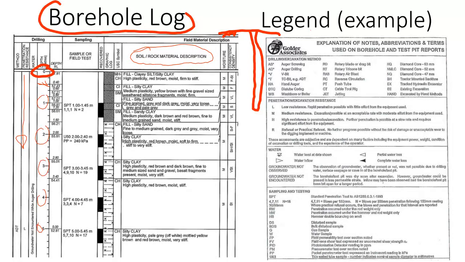Some boreholes can go up to 10, 15, 20 meters, depending on the type of investigation and what they really want to find. Here you will see a description. You will see different geological strata. We have clay, then some sand, then a layer of clay, some silty sand, then clay. We have lots of clay, but you see it's a little bit different.